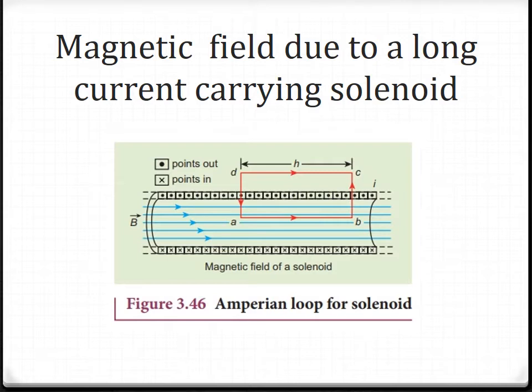Now it is perpendicular, so theta equals 90 degrees. The magnetic field outside the solenoid is 0, so the integral of B dl there equals 0. For the path along AB, the integral of B dl equals B dl cos theta.